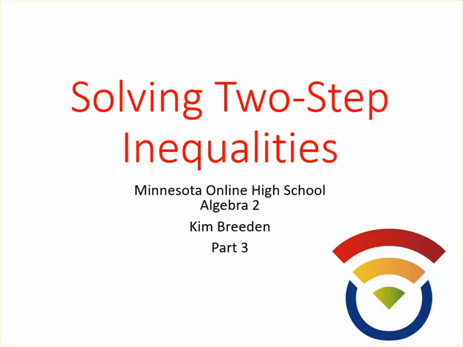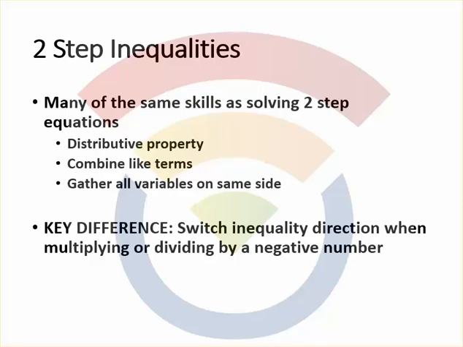And in our last video, we're going to solve two-step inequalities. You're going to use a lot of the skills that you used in two-step equations. So we might need to use the distributive property, combining like terms, or gathering all variables on the same side of the inequality sign. Again, the main difference to remember is that if we multiply or divide by a negative, we switch the direction of that inequality sign.